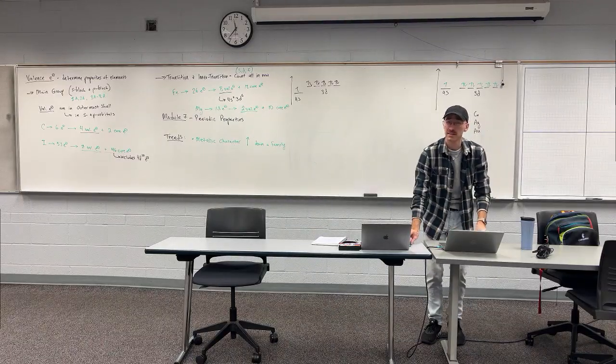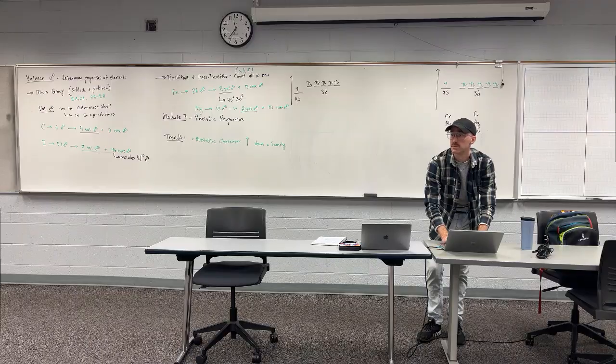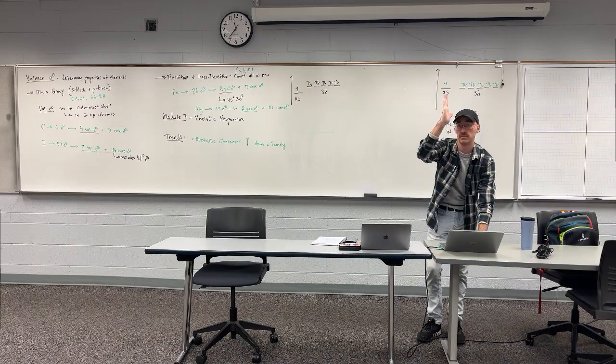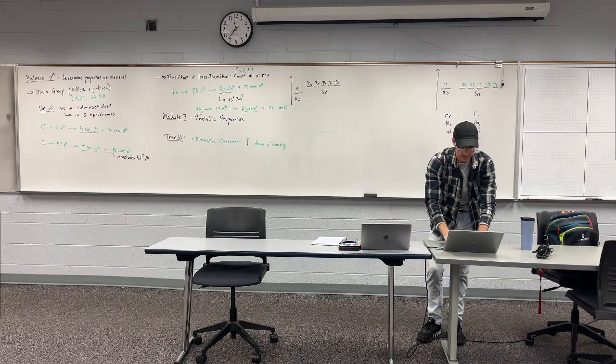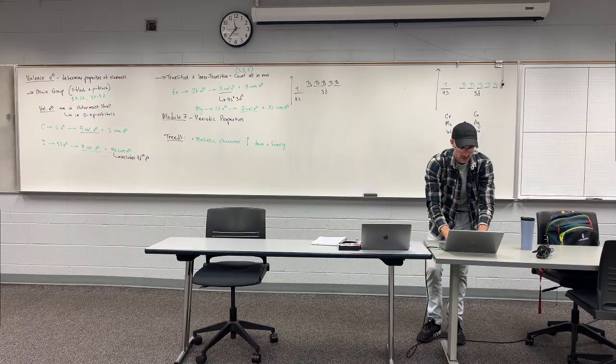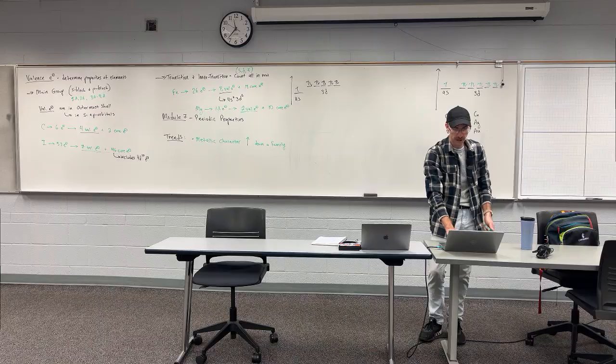What's a family? Yeah, the column, not the row. Like the halogen family is group 7. Oops. The noble gas family, group 8. The chalcogen family, group 6.